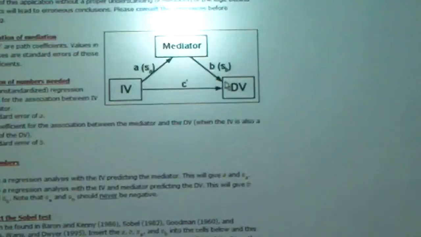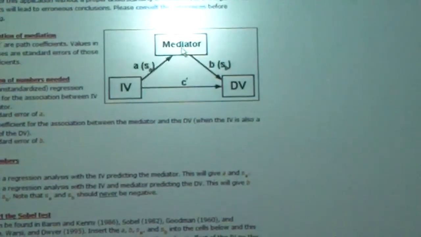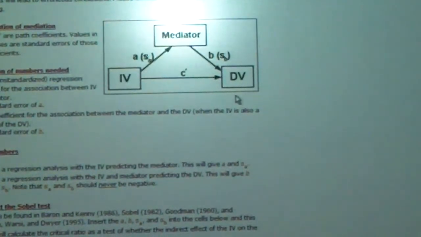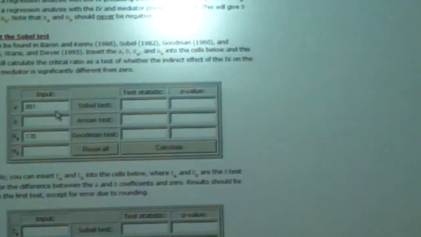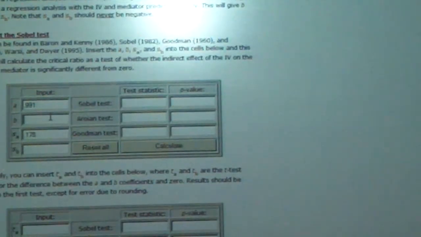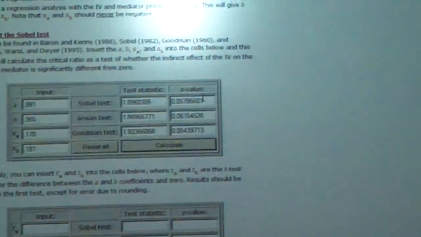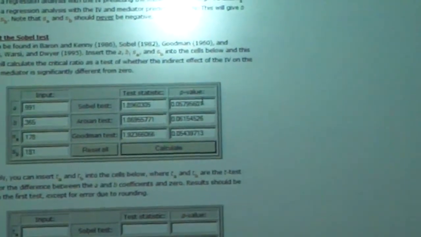The B weight we're looking at is the original B weight from dissociation to PTSD. What was that one? Point something? 0.365. And what was its standard error? 0.181. Okay, and then voila, calculate that. The number it gives you here is a Z score, a Sobel Z, and a significance level for that one. And this one just about made it to significance, right?